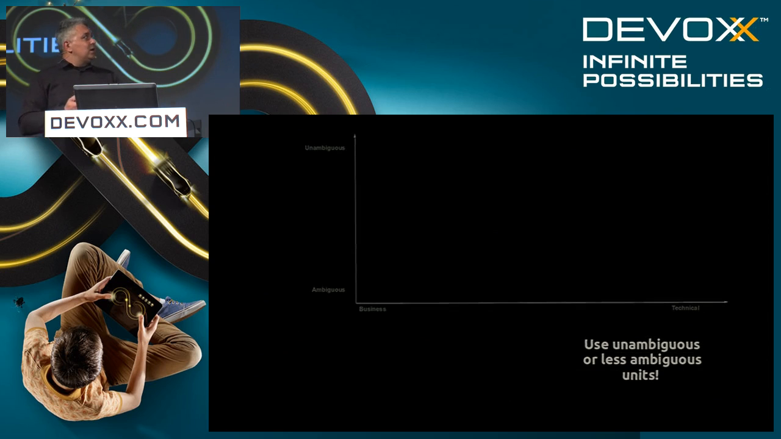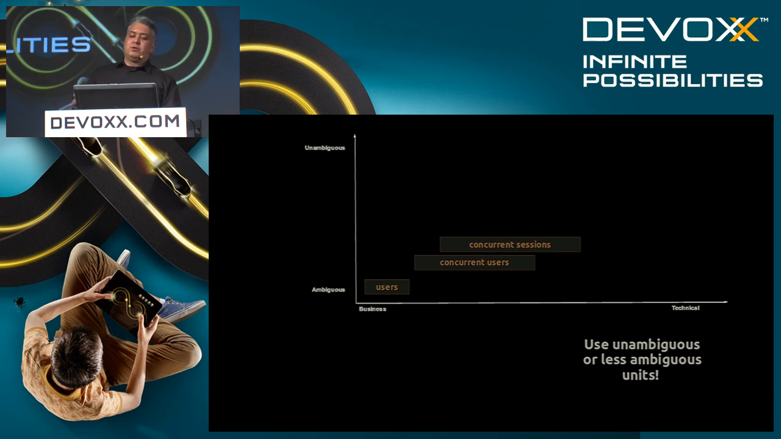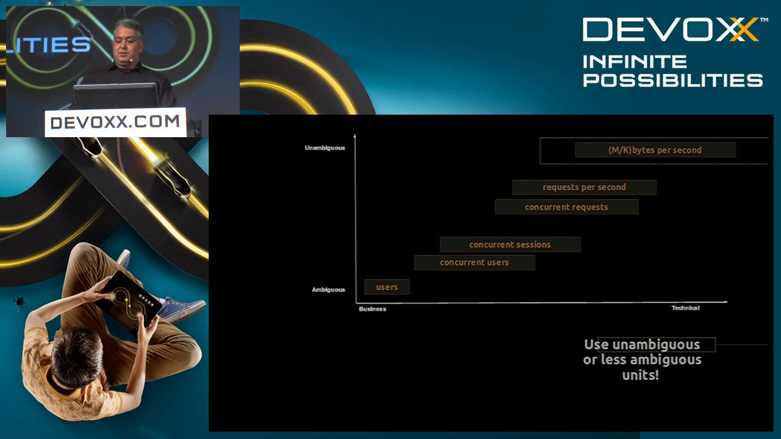So here is another thing. It's this graph that I put together to give you an idea. If you look at the scale from more business to more technical terms, and ambiguous versus unambiguous, the users are somewhere there. Then you have different measurements like concurrent sessions, concurrent users, things like that. Then you have concurrent requests, and somewhere at the top, the most defined thing, something like megabytes per second.